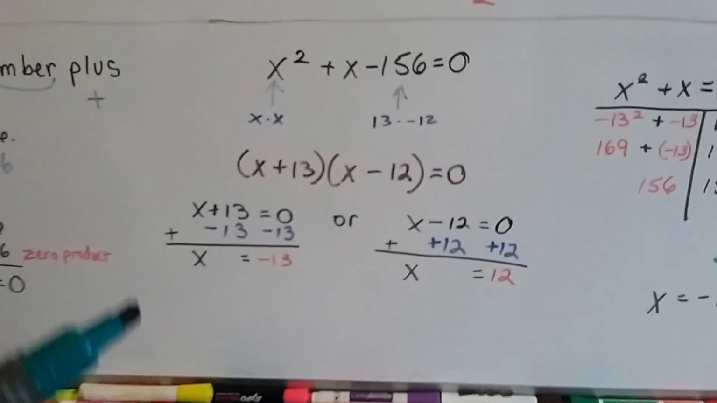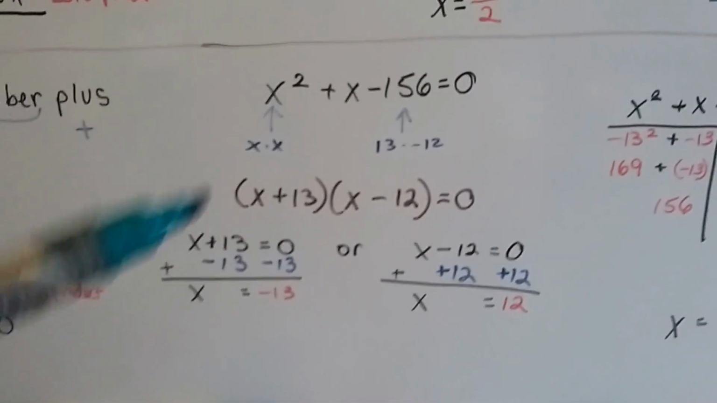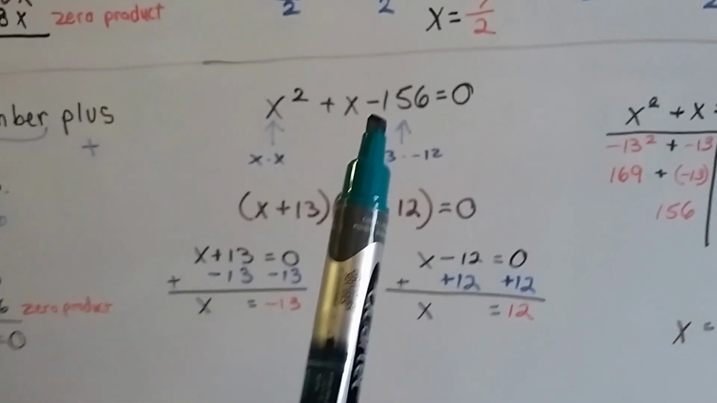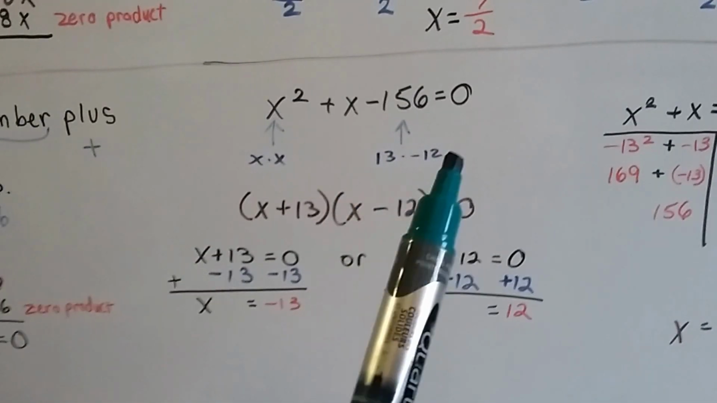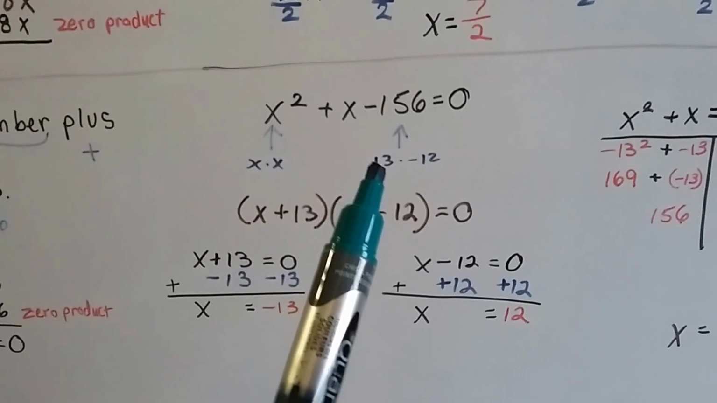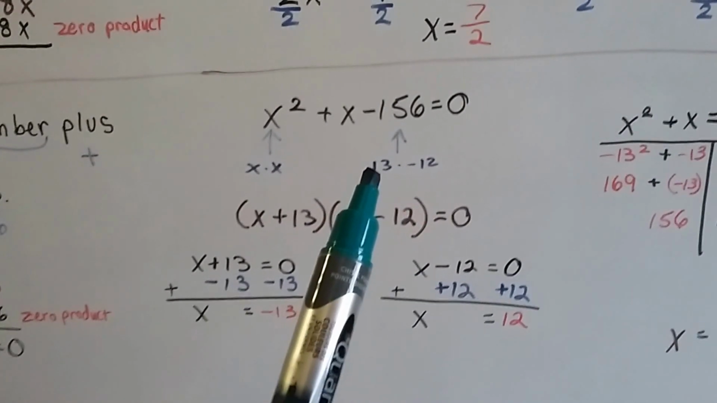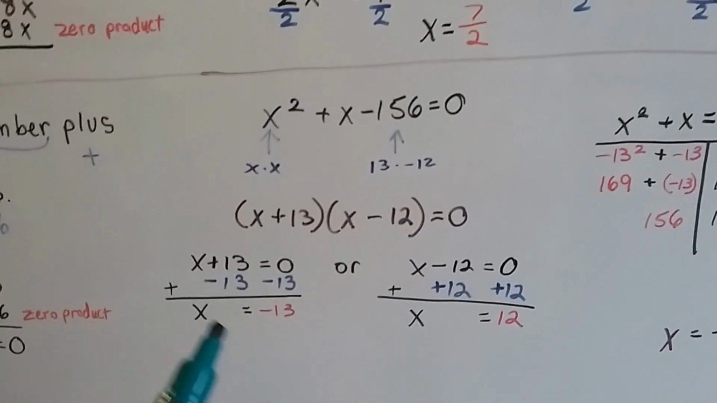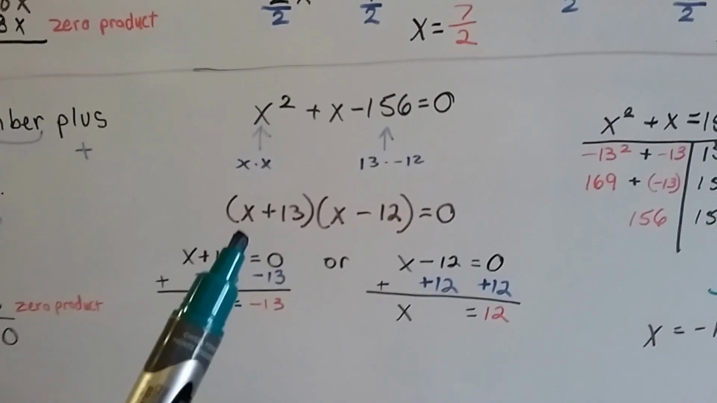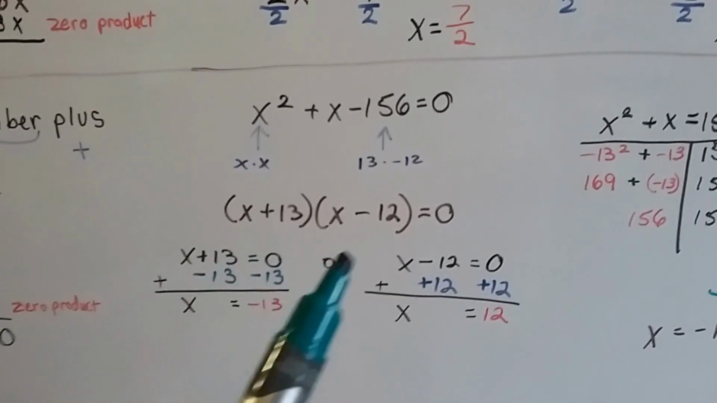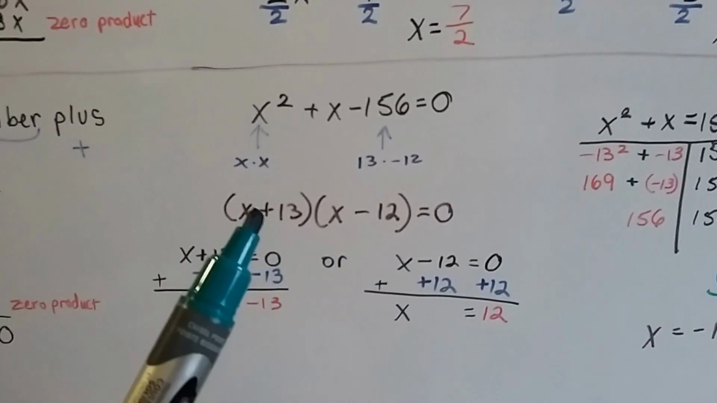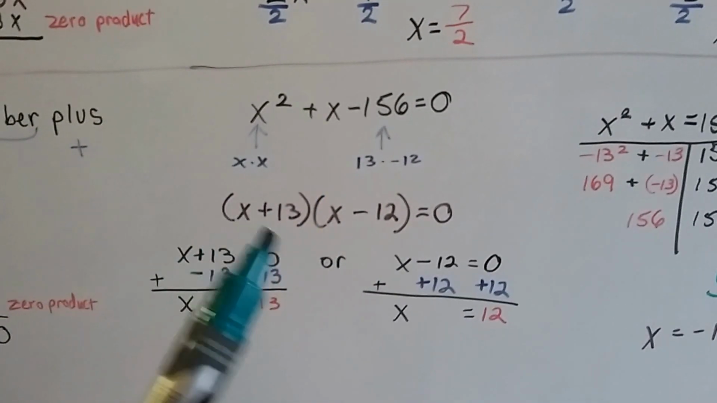The x squared can be broken into x times x, and again we have a negative here, so we know one of the factors is going to be a negative. It could either be a positive 13 and a negative 12, or a negative 13 and a positive 12. We can try each way, and the positive 13 and negative 12 work, and we set each one of these to equal 0.